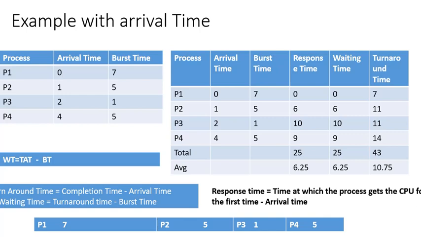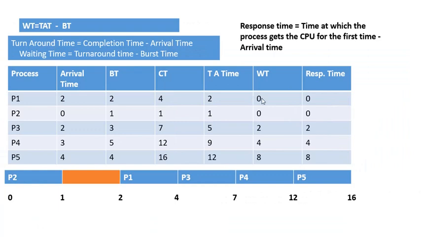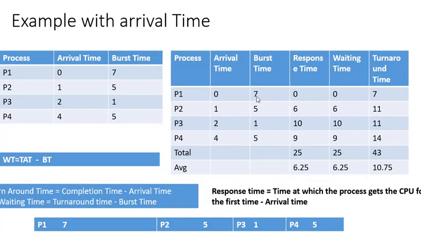Now for P2, at what time will the P2 process get the CPU for the first time? That is at 7. Why? Because at 7 units of time P1 will be over, so at that time P2 will come. So 7 minus the arrival time, that is 1, so 7 minus 1 is 6.